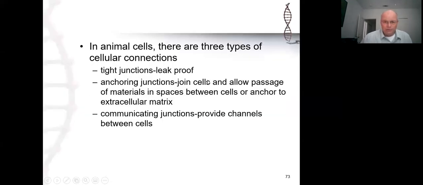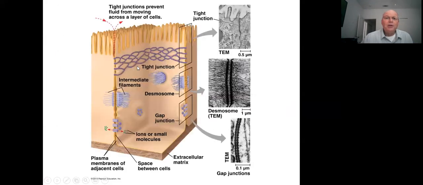In the case of animal cells, there are 3 different ways that animal cells can connect to each other, and in one case, communicate with each other. So the tight junctions are formed by chains of protein that interweave between the plasma membranes of the 2 adjacent cells. They are really, really tight connections, and these are watertight.